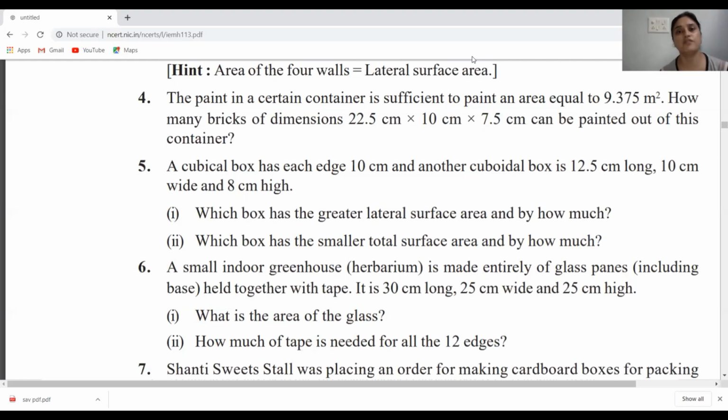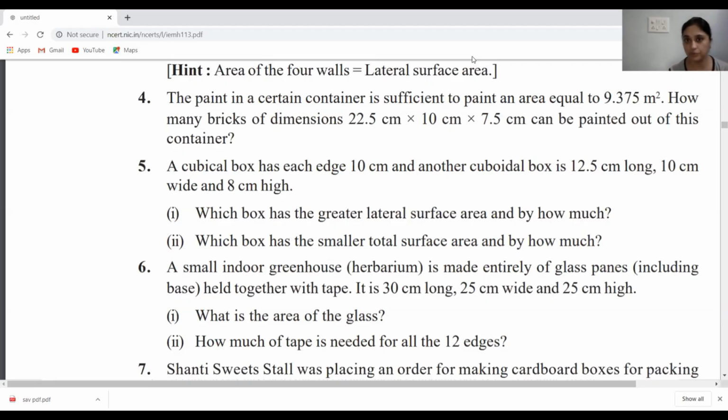How many bricks of the dimensions given to you, 22.5 centimeter, 10 centimeter and 7.5 centimeter, can be painted out of this container? You can see the area above is given in meter square and the dimensions below are given in centimeter. So we are going to alter either of the two. Either we alter the area or we alter the dimensions.